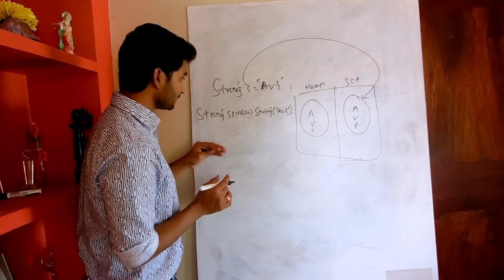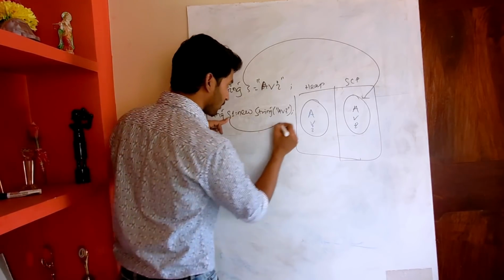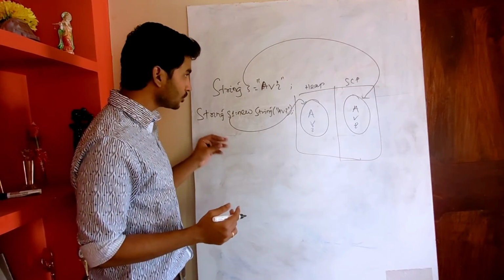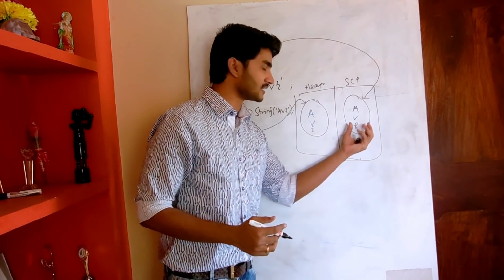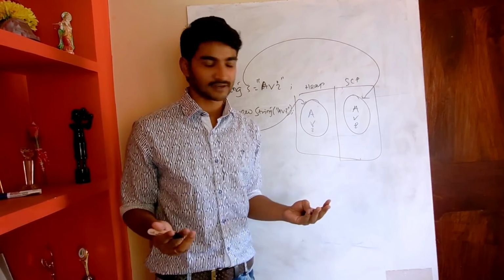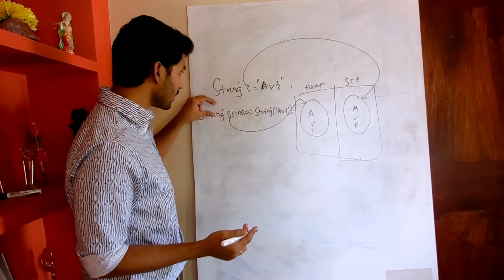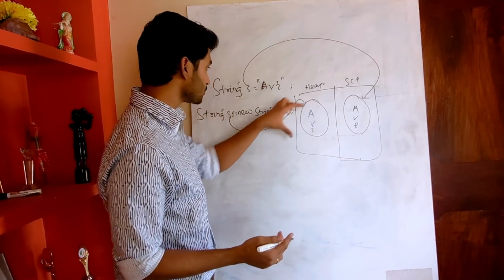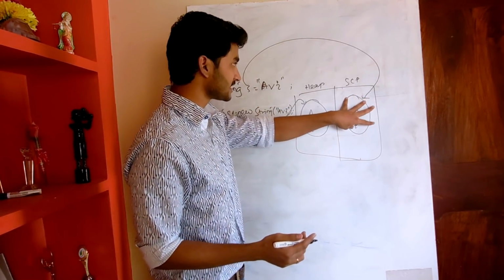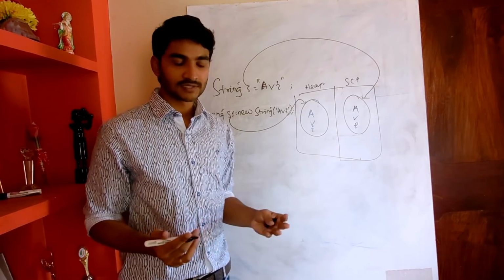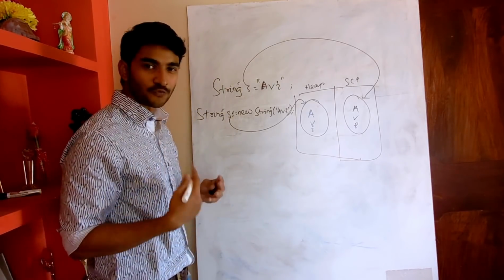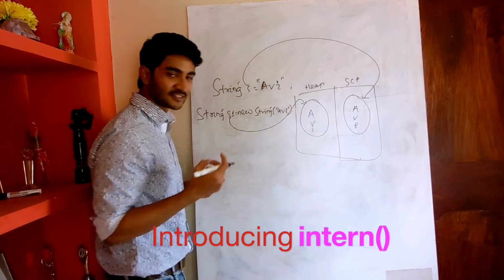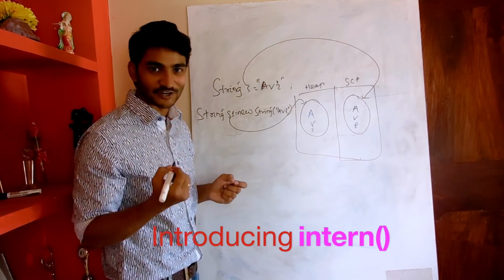Now this s1 will be pointing to this object in the heap, right? But I don't want that. I want to use the object which is already there inside the string constant pool. I don't want to use the object inside the heap area. I want to use the object which is already cached inside the string constant pool. So how can I do that? For doing that, I will use a method called intern. The method name is intern, right?